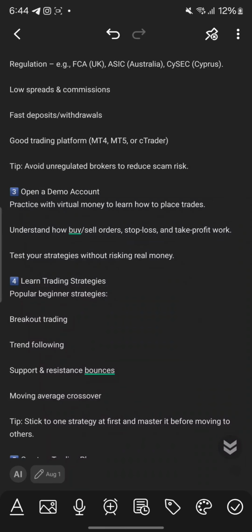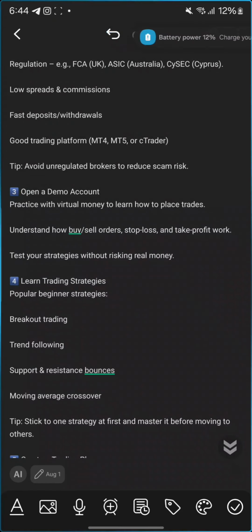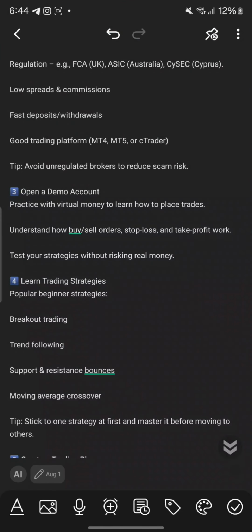Now the next thing you want to do is to open a free demo account. Don't just put your money into the market like that. Open a free demo account. Test what you have known and see if you can become profitable from a demo account before you can now move to having a real account.